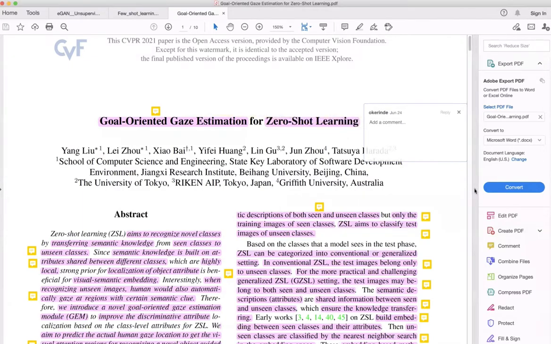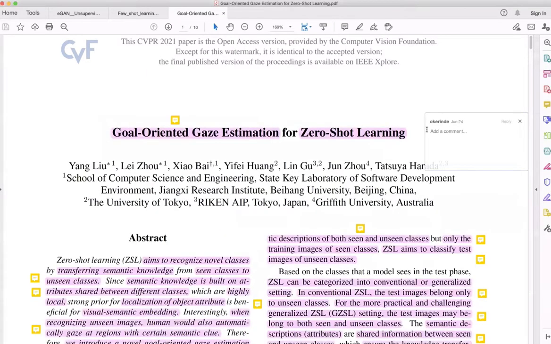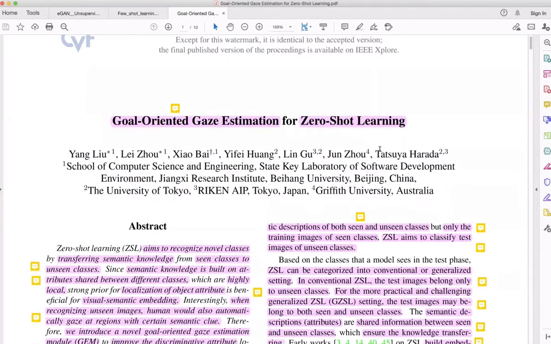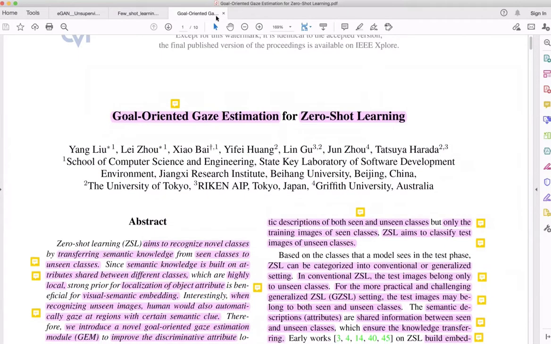ICML, and it's titled Goal-Oriented Gaze Estimation for Zero-Shot Learning. I chose this paper because it's very much applicable to the problem that we're trying to solve in the bumblebee project, which is that some of our datasets are so imbalanced, and if we decide to use them as they are in our training, it's going to severely affect the performance of the model.